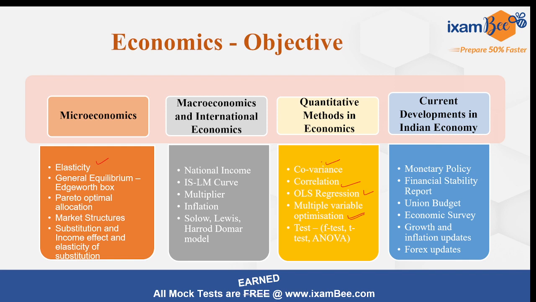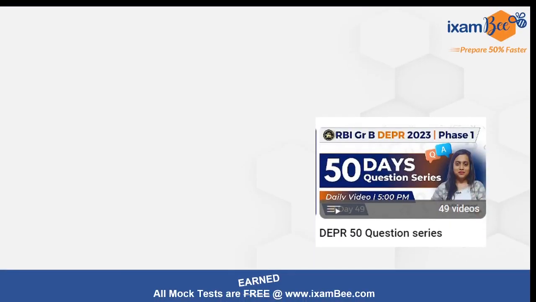The Union Budget and Economic Survey of this year, the growth and inflation and forex related updates that have happened recently. These are the ones that you can focus on for this particular exam for 1 markers, and these could be very direct and scoring for you. So yes, this could be a segment that can help pull up the score for you.